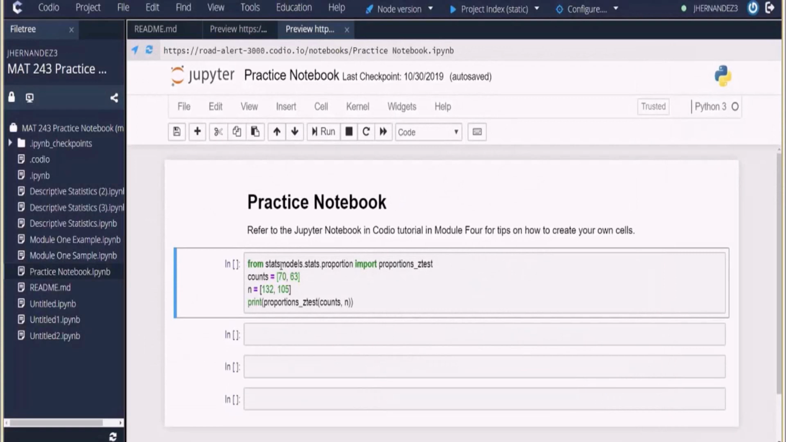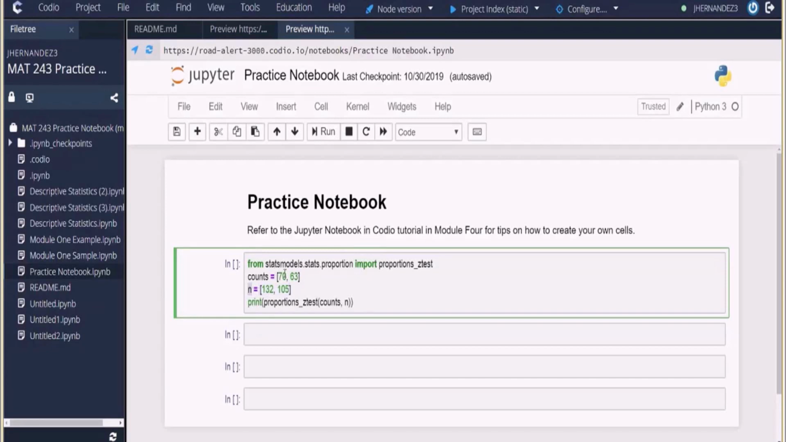So in Python, we will be using the method called proportions_ztest that is imported from the submodule statsmodels.stats.proportion. This method takes two inputs. The first input is a list of counts, and the second input is a list of total sample sizes. So just like what we saw, we had 70 out of 132 as the first proportion, and 63 out of 105 as the second proportion. So we will use 70 and 63 in the first list called counts, and the total sample sizes, 132 and 105, in the second list called n.